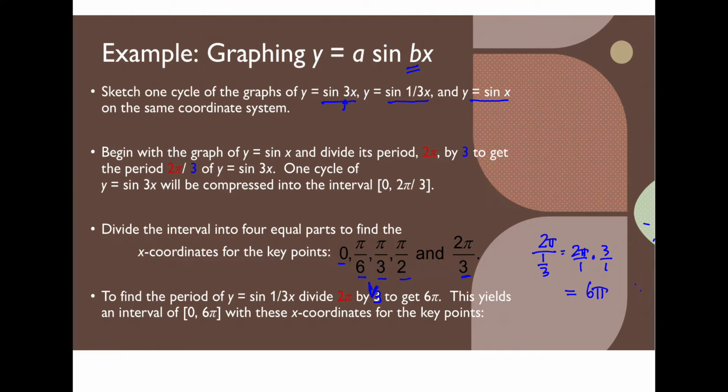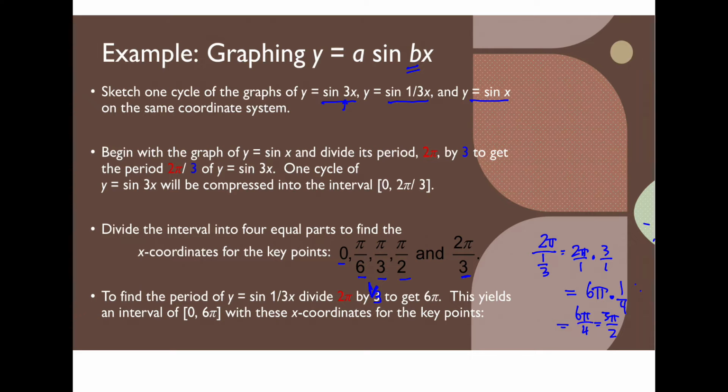So our interval is from 0 to 6 pi, with these x-coordinates for the key points. Let's think about the key points there. If we want to take 6 pi and divide it by fourths, we're going to multiply it by 1 over 4. That would give me 6 pi over 4, which reduces down to 3 pi over 2. So each quarter of a period here is going to be 3 pi over 2.